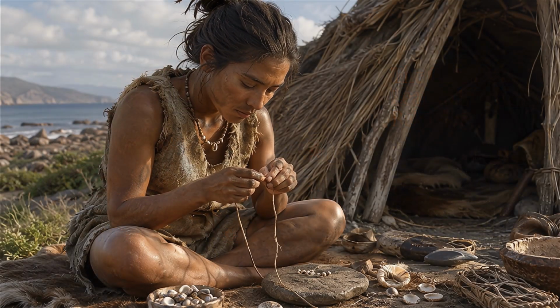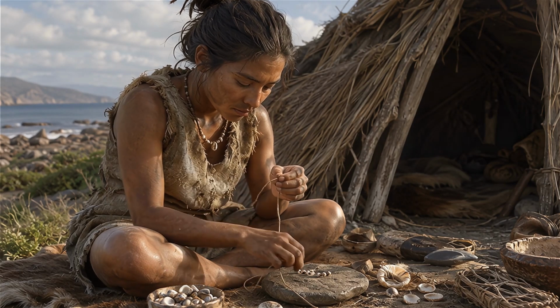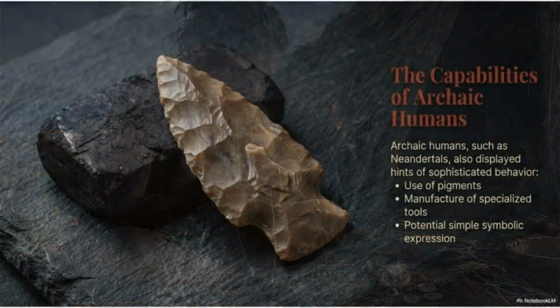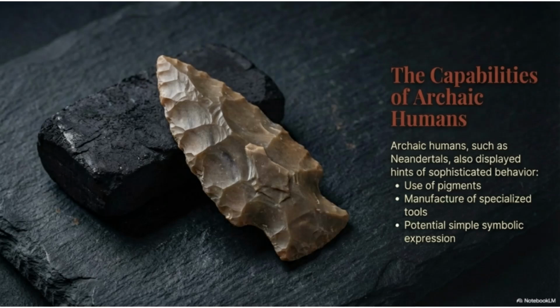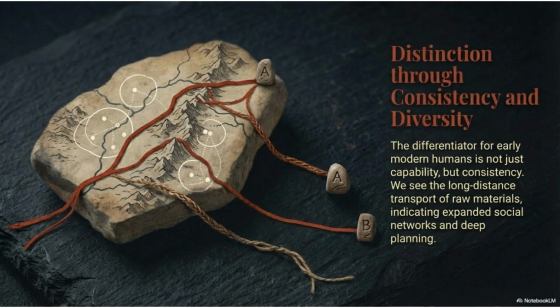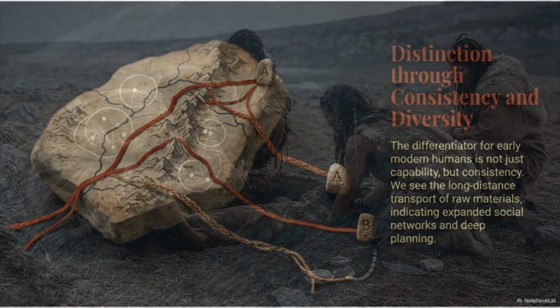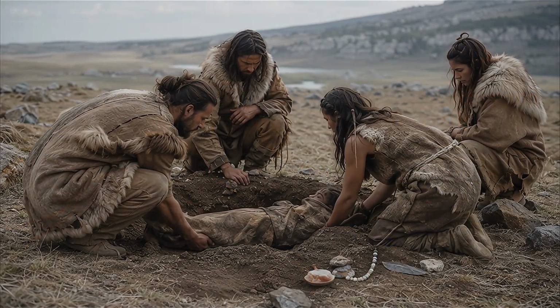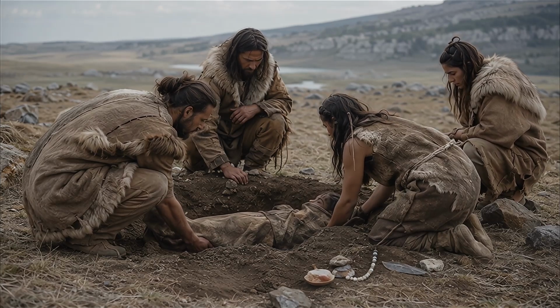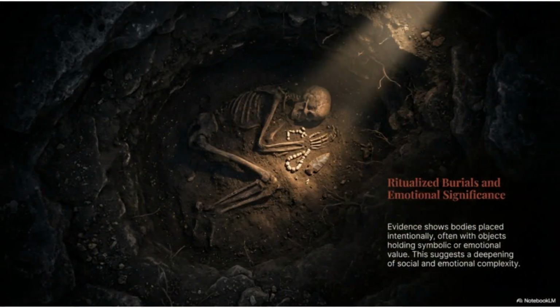Archaic humans also show hints of sophisticated behavior. Neanderthals, for instance, used pigments, made specialized tools, and may have engaged in simple forms of symbolic expression. But what distinguishes early modern humans is the consistency and diversity of these behaviors. We start seeing long-distance transport of raw materials, for example, which suggests expanded social networks and planning depth. We also find evidence of ritualized burials, where bodies were placed intentionally, sometimes with objects that may have held symbolic or emotional significance.